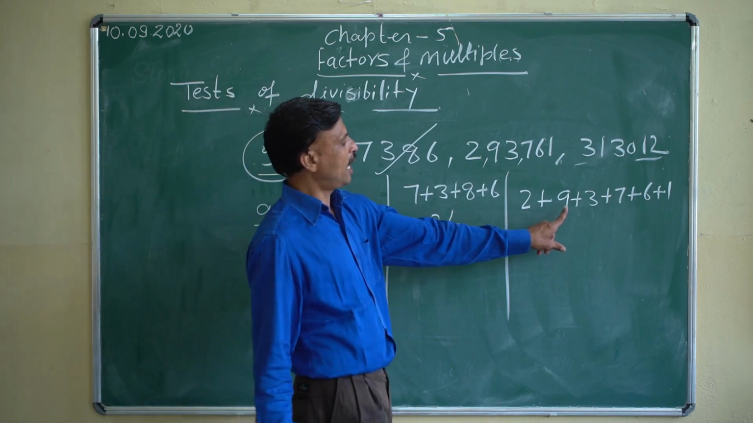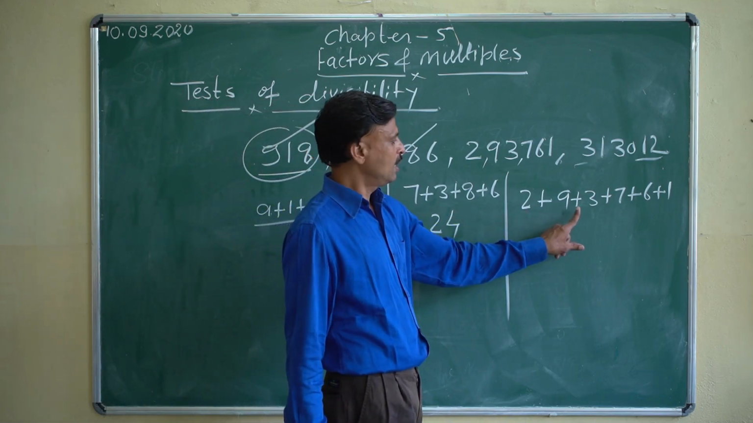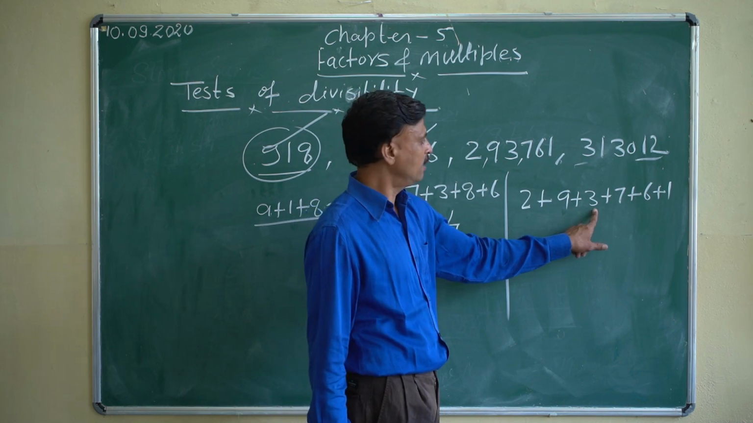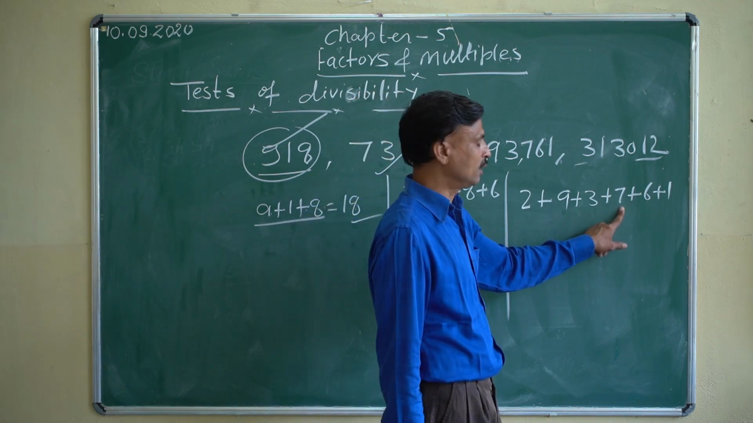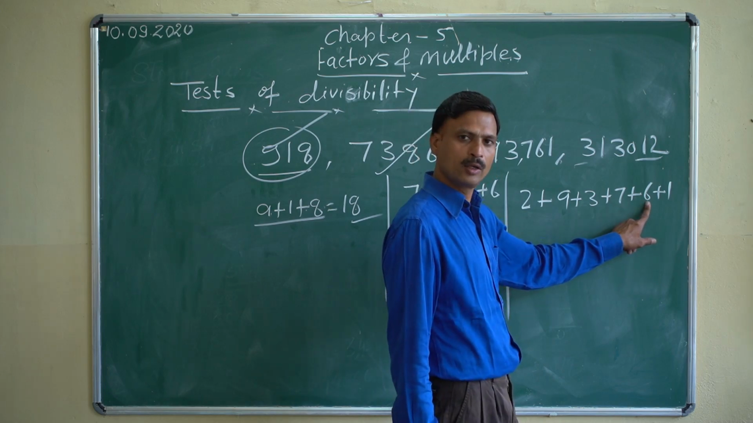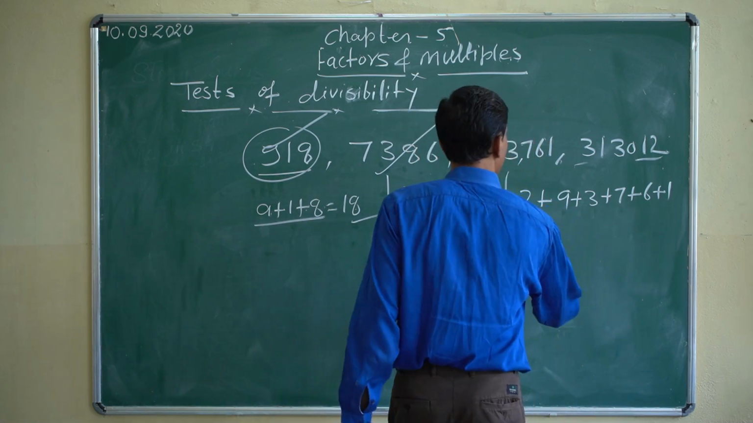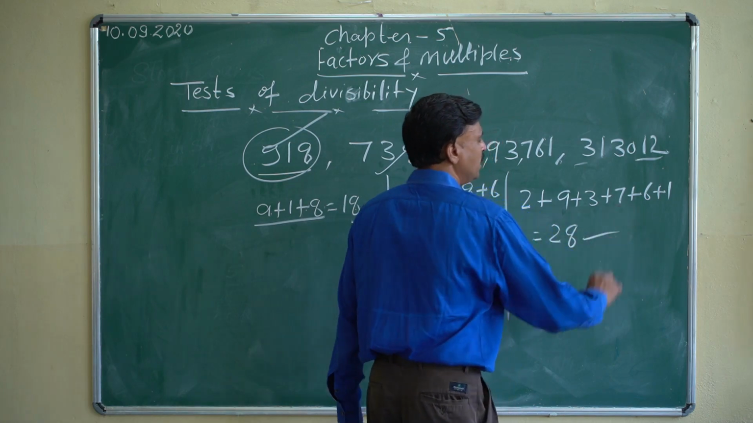Add it. 9 plus 2, 11. 11 plus 3, 14. 14 plus 7, that is 21. Then plus 6, 27, plus 1, 28. The sum is coming 28.